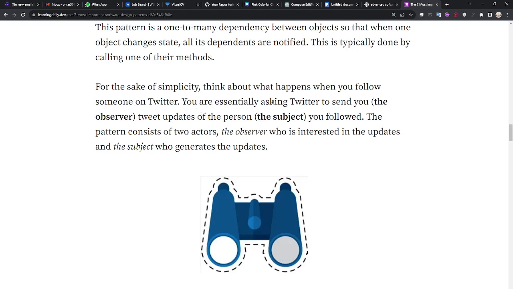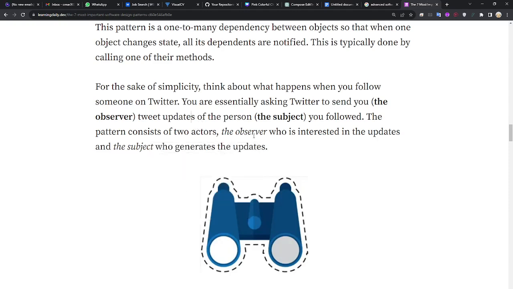You are essentially asking Twitter to send you the tweet updates of the person. كأنك بتقول لتويتر ابعت لي الابديتس بتاعة التويت اللي بينزلها الشخص ده. في الحالة دي ده اسمه ايه؟ السبجكت عني. You follow it. The pattern consists of two actors. الباترن بيتكون من 2 actors.